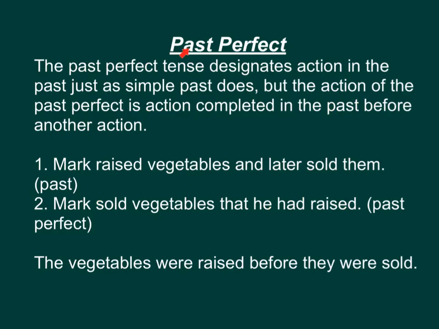The other tense, past perfect tense. The past perfect tense designates action in the past, just as simple past does. But the action of the past perfect is action completed in the past before another action. For example, 1. Mark raised vegetables and later sold them. Past. Number 2, Mark sold vegetables that he had raised. Past perfect. The vegetables were raised before they were sold.